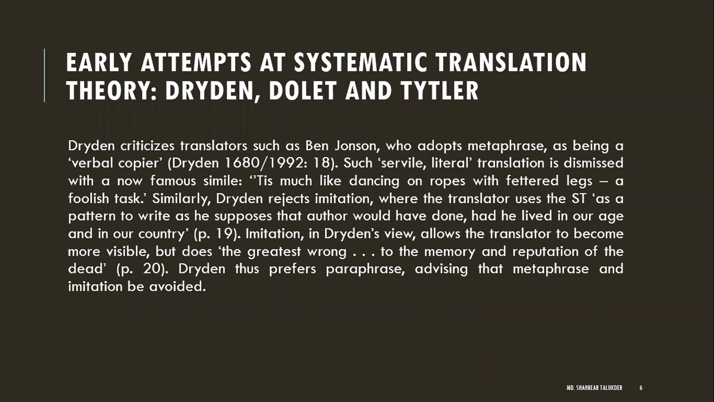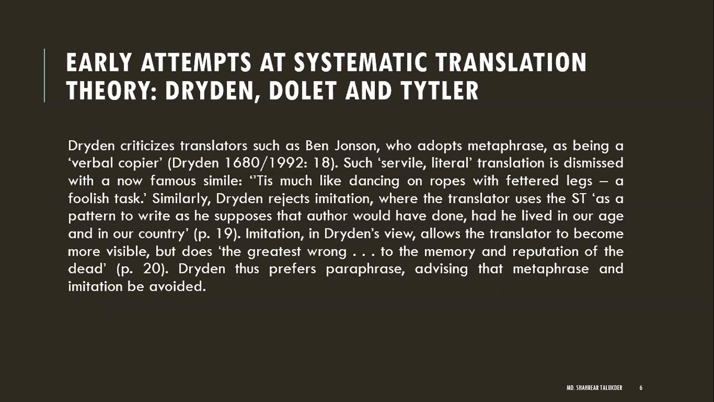Now, let's concentrate on this. Now here, Dryden criticizes translators such as Ben Jonson. So you know Ben Jonson, another playwright and also a famous writer. So you see, he also criticized Ben Jonson, who adopts metaphrase as being a verbal copier. Such verbal literal translation is dismissed with a now famous simile.